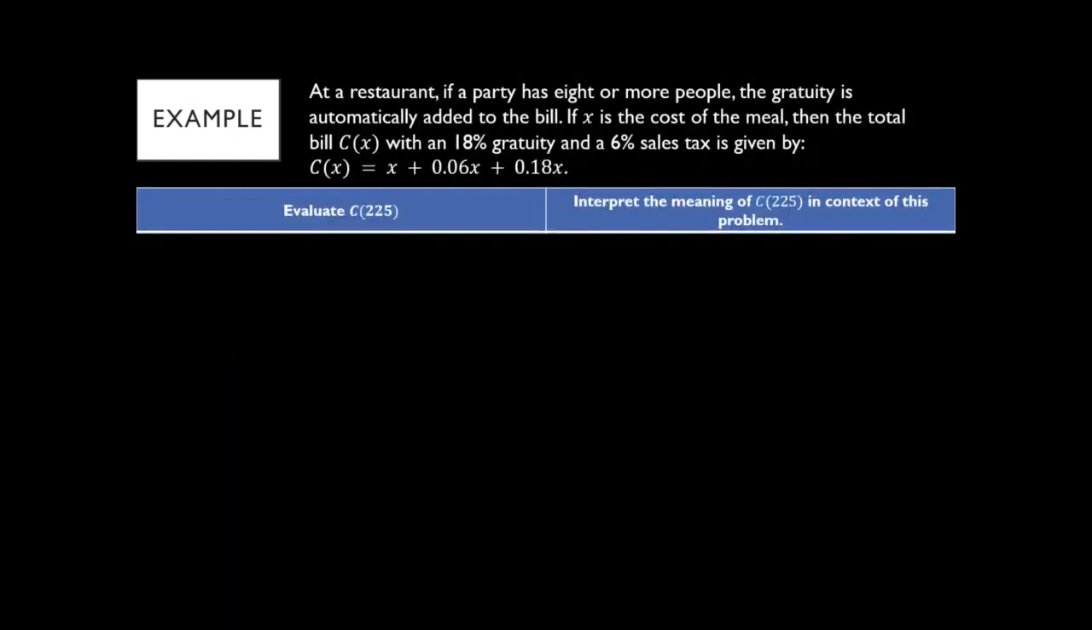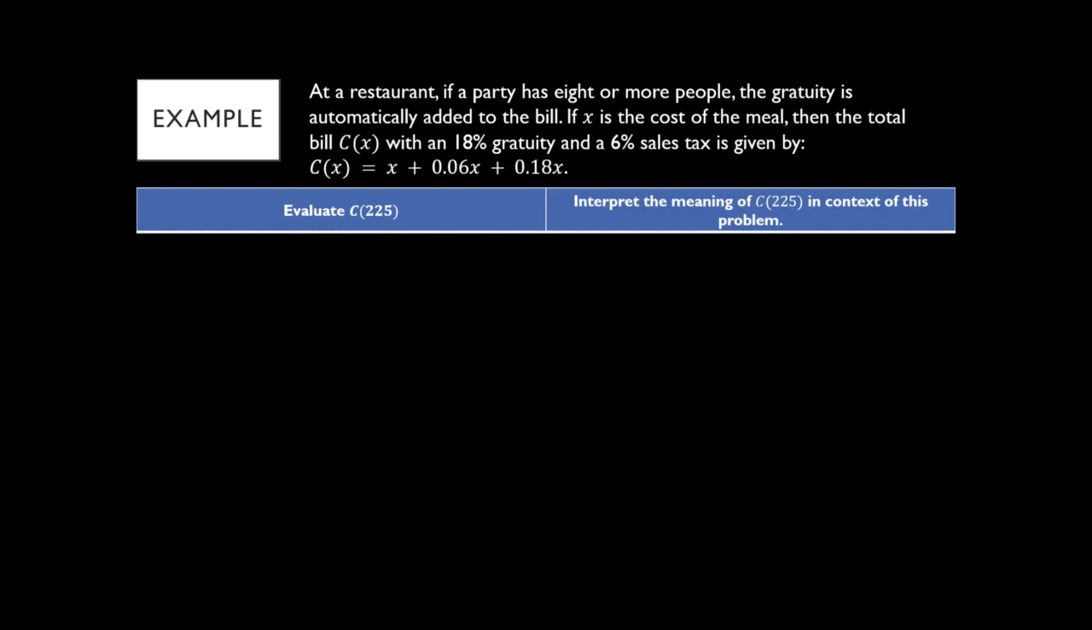Okay, last one, I wanted to finish off with a word problem so you can see how function notation is used in real life, because that's usually where it's used. Functions are used a lot with word problems to give some context. At a restaurant, if a party has 8 or more people, the gratuity is automatically added to the bill. If X is the cost of the meal, then the total bill C of X, so that's telling us our output is the total cost, that's why I used C. So X is our input cost, big C is the output cost, C of X.